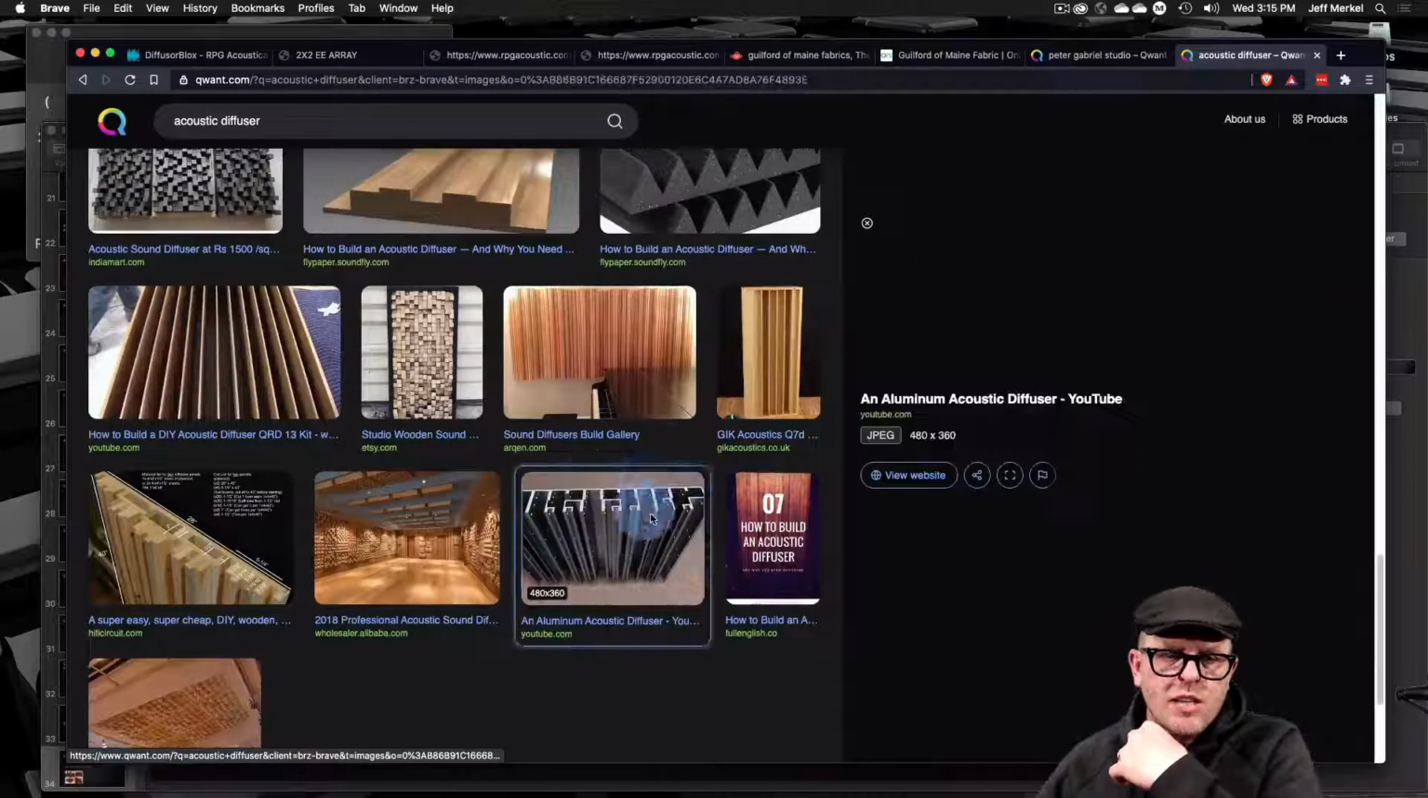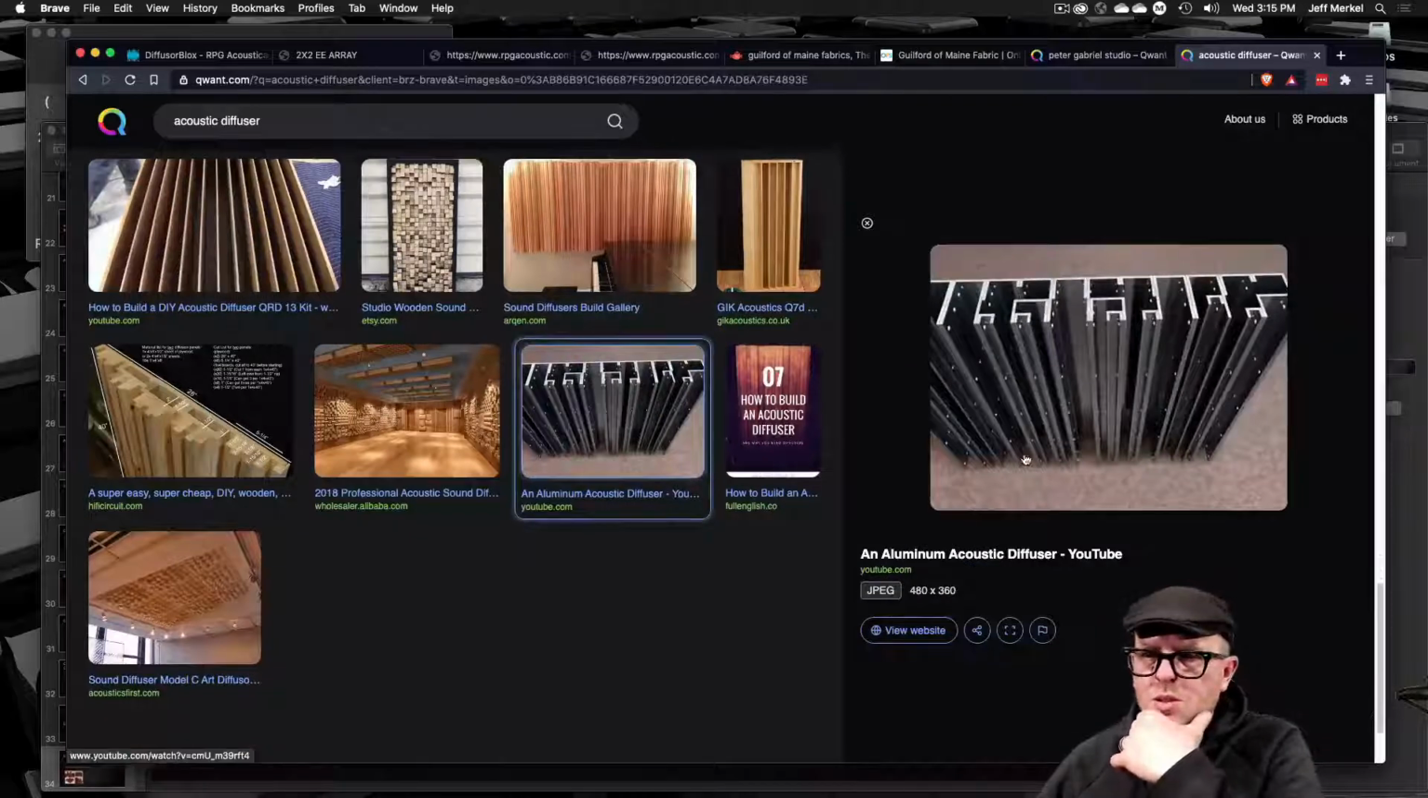These ones are interesting. Aluminum acoustic diffusers. They have these little side wells, and those side wells also act as chambers for reflection. So there's some pretty neat technology with this kind of stuff here.